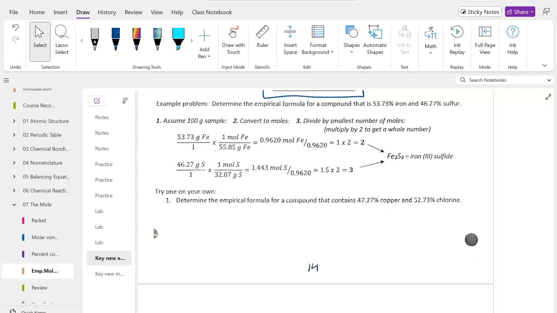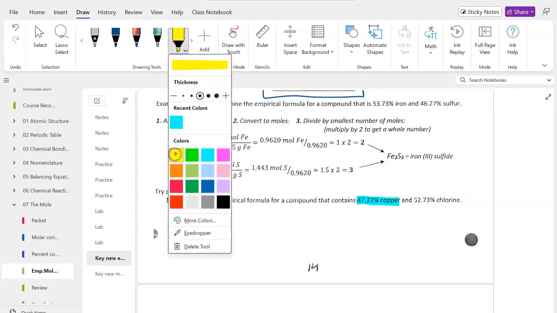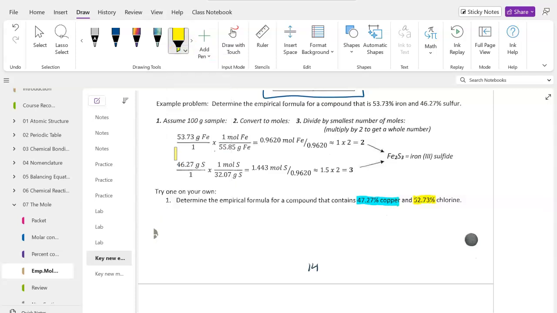So let's look at number 1 down below. It says to determine the empirical formula for a compound that contains 47.27% copper and 52.73% chlorine. That's from our percent composition, so we're working backwards here. Up above in step 1, it says if you're given percent composition, assume that there's 100 grams total in the sample, because then it takes these percents and turns them into grams.